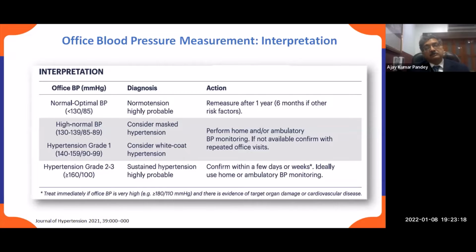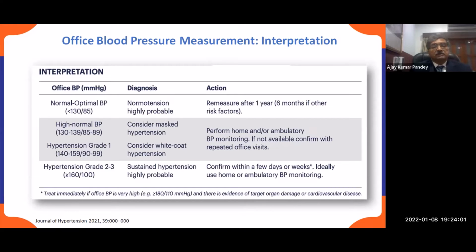What is masked hypertension? Masked hypertension is when the blood pressure is normal in the office, but it is high in the patient's own clinical setting, or in his own working schedule, or in his own home. Then we call it masked hypertension. It means the patient's blood pressure is normal at the doctor's office, but raised in his working environment. That suggests the patient probably has stress and all those factors operating, and these patients also have hypertension. In these patients we should perform home and/or ambulatory BP monitoring, and if it is not available, confirm with repeated office visits.